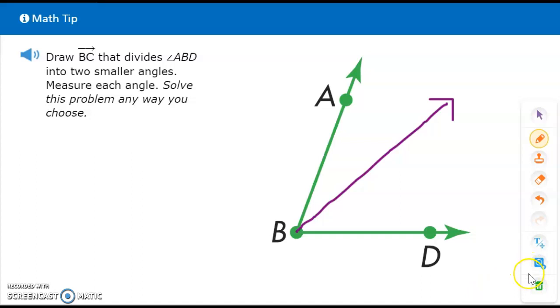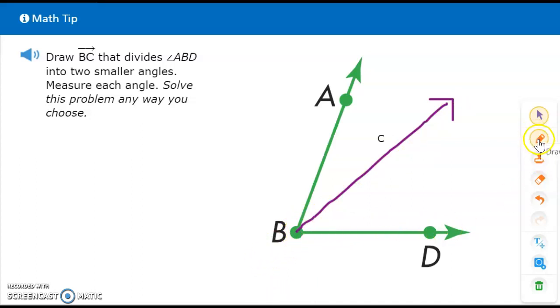And so our vertex is down here, B. So if I wanted to label my ray BC, I can come in here and label that with the letter C real quick. Now we've got ray BA, ray BC, and ray BD.